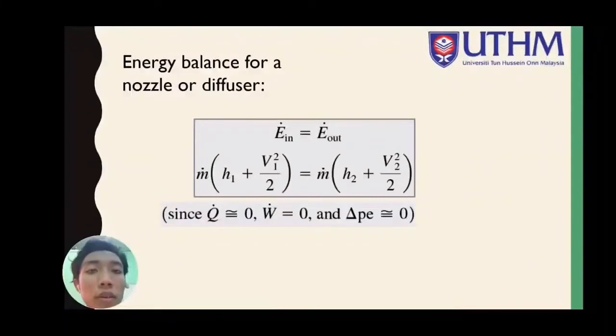This is the energy balance for a nozzle or diffuser. E dot in equal to E dot out. m dot times (h1 plus V1 squared over 2) equal to m dot times (h2 plus V2 squared over 2).